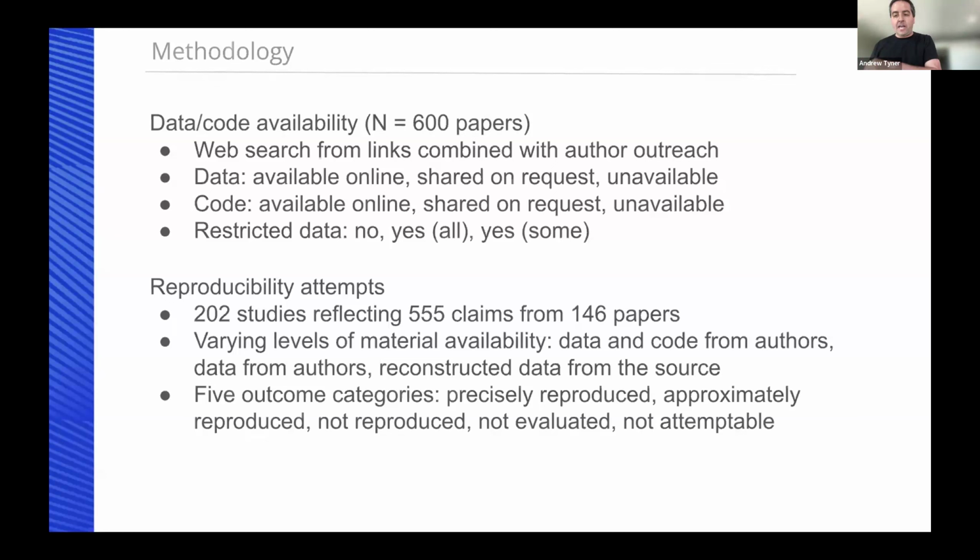This resolved, for each of these claim level reproduction attempts, into five possible outcomes that I'll discuss more on the next slide. But just briefly, a finding could be precisely reproduced, approximately reproduced, or not reproduced. It could also be not evaluated, which I'll discuss more in a second, or not attemptable, which means that the analyst thought they had the author supplied data and code, but when they actually went into the materials, they were insufficient. Something was missing. Something prevented them from even trying to reproduce it in the first place.